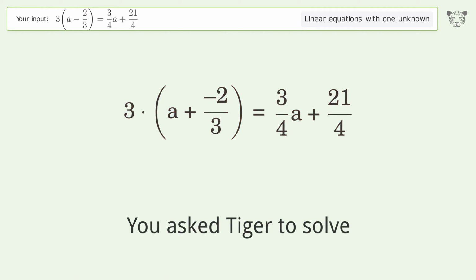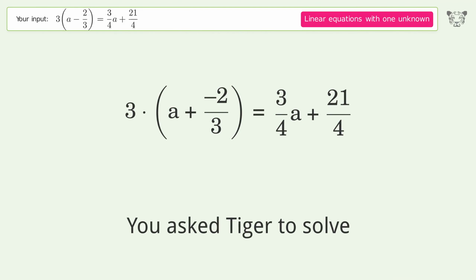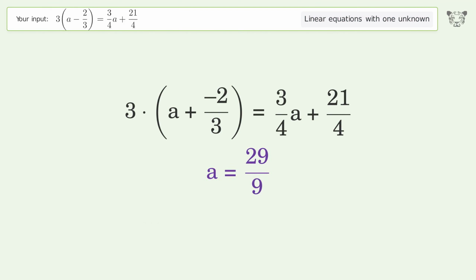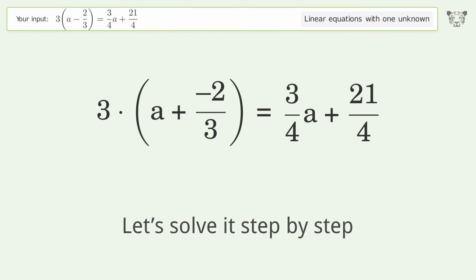You ask Tiger to solve. This deals with linear equations with one unknown. The final result is a equals 29/9. Let's solve it step by step.